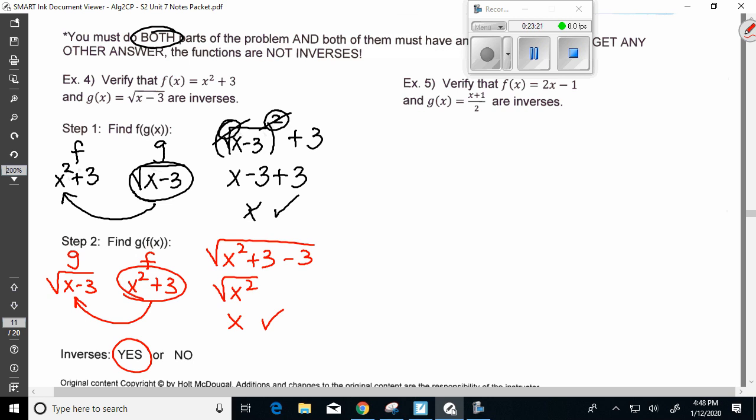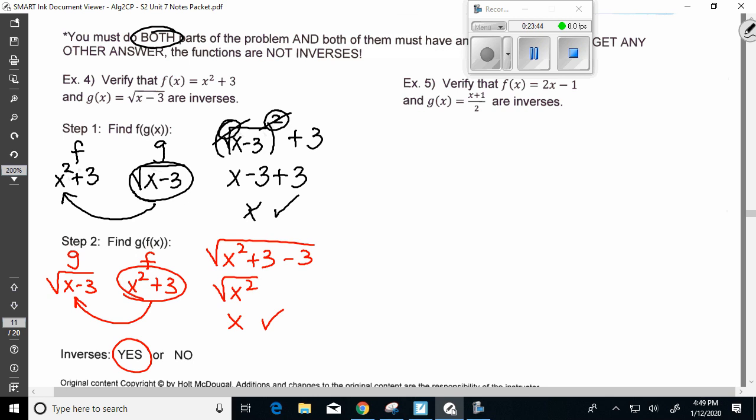As I mentioned, it's not so much that it's a hard problem, but it is one that is algebra intensive. You're going to have to put in some work. So let's do example 5. Hopefully you're ready. Let's get to it.